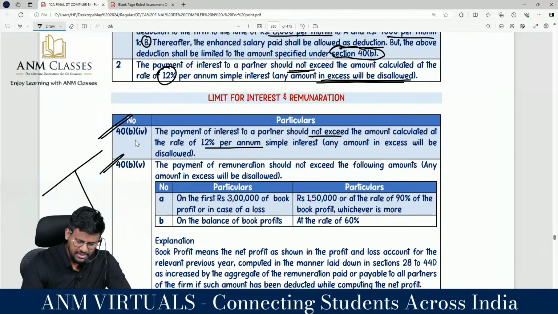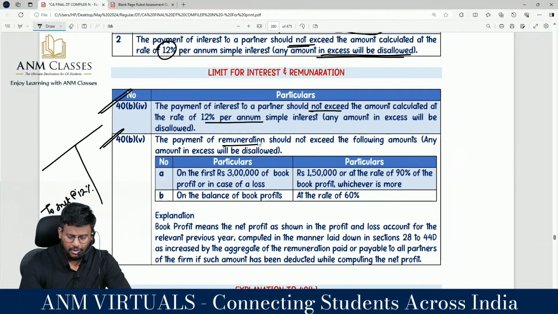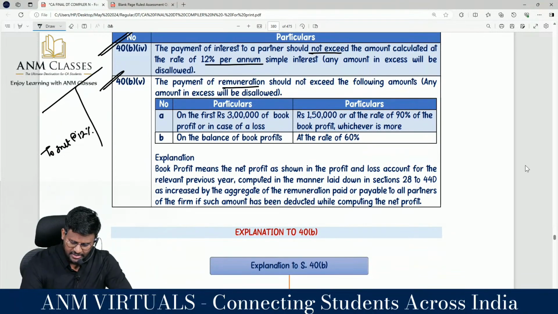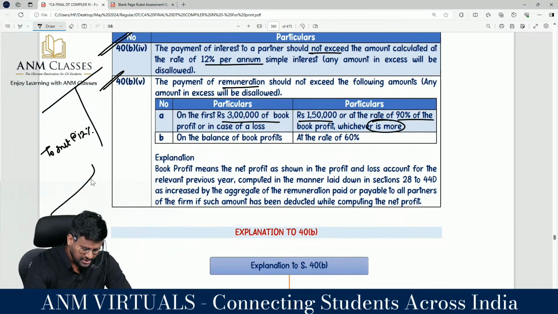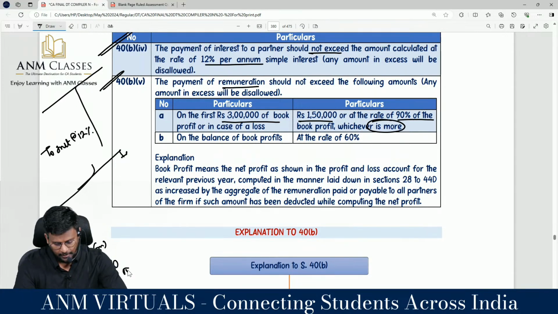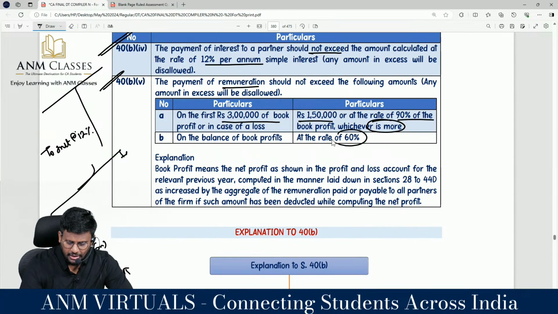Next one, 40B subsection 5, that is, payment of remuneration should not exceed the following amount; any amount in excess will be disallowed. On the first 3 lakh of book profit, or in case of loss, 1,50,000 or 90% of book profit, whichever is higher. That means on the first 3 lakh rupees, my dear lovable students, either 1,50,000 or 90% of book profit, whichever is higher. On the balance book profit, 60%.